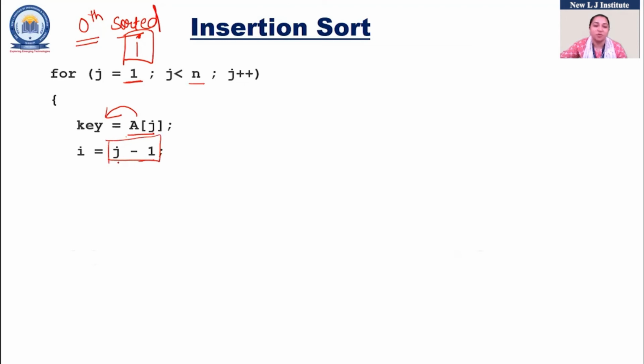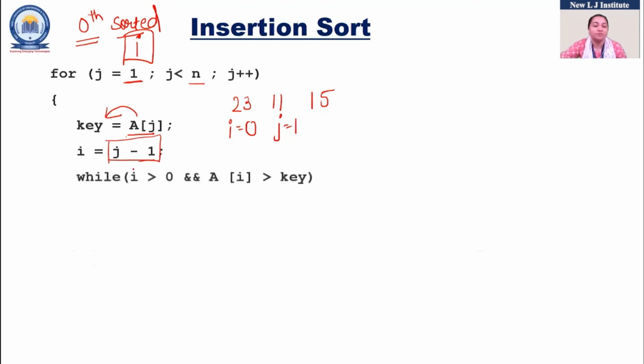So it will always be what? j minus 1. So for example, we have elements 23, 11 and 15. And if this is my j, because j is starting with index 1, then in that case, my I will always be what? j minus 1, meaning I will always be pointing to the previous element. Okay, so I will be j minus 1. Let us see the next code.